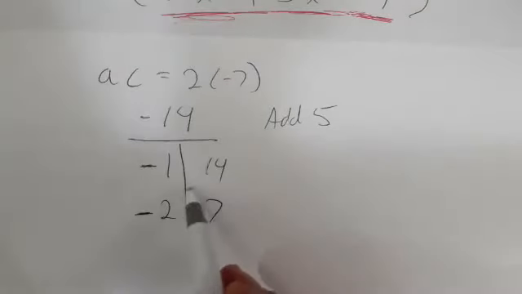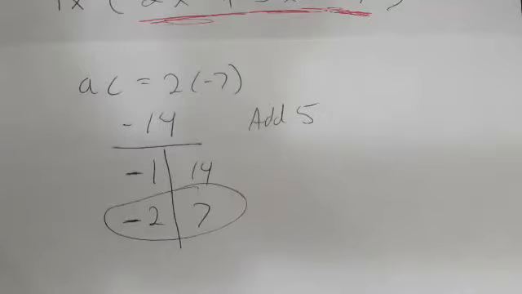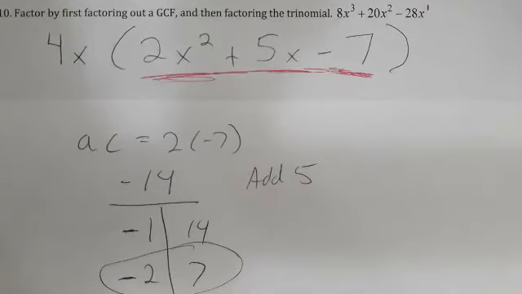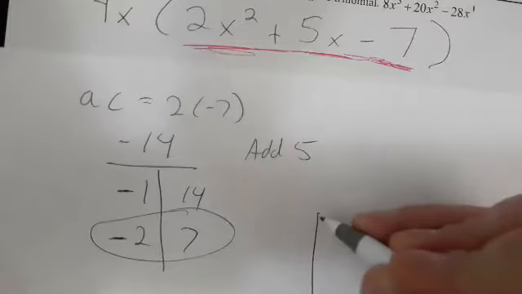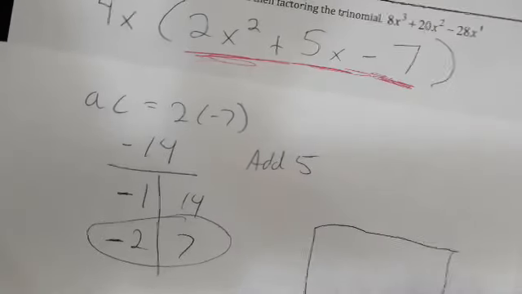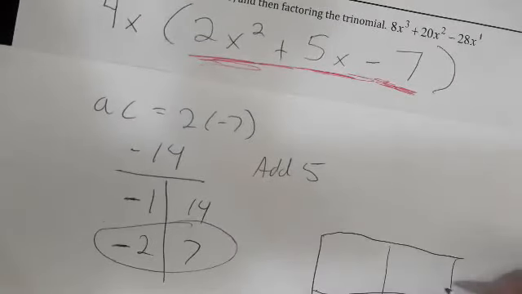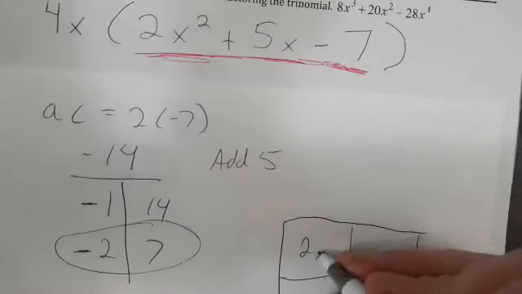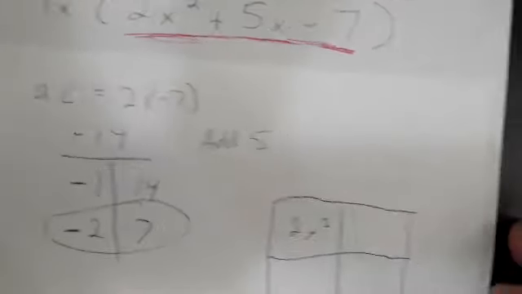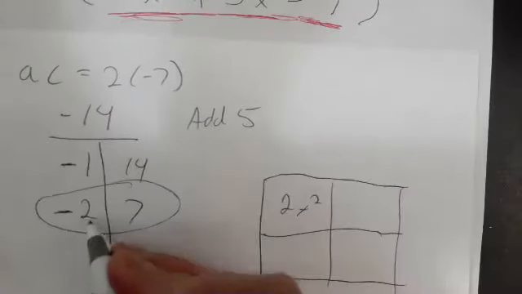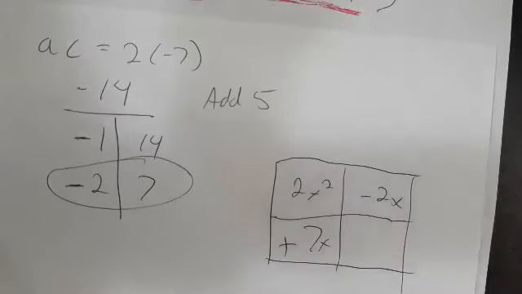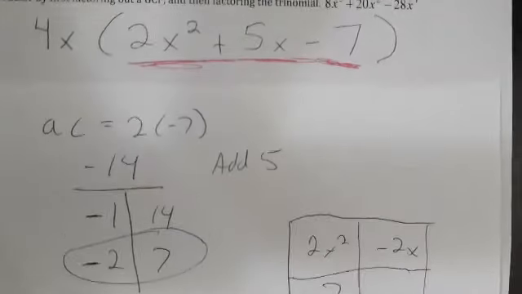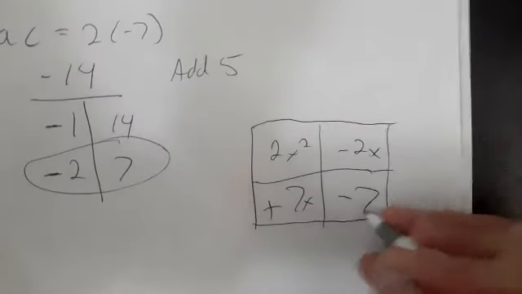So I believe it'd be -2 and 7. So I'm rewriting my trinomial here. I've got to rewrite my trinomial and box it up. I start with 2x squared. I have a plus 5x that becomes a -2x and a plus 7x from my magic numbers. And I have a -7.